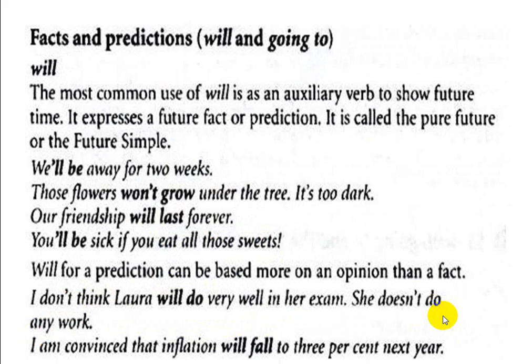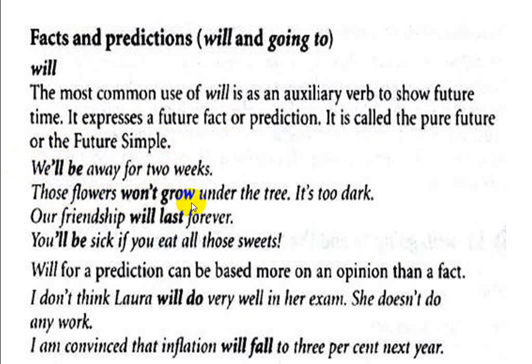Facts and predictions. يعني الحقائق والتكهنات أو التنبؤات for will and going to. First of all, will. The most common use of will is as an auxiliary verb to show future time. It expresses a future fact or prediction. It is called either the pure future or the future simple. For example, we'll be away for 2 weeks.